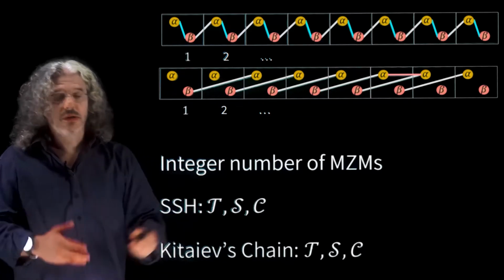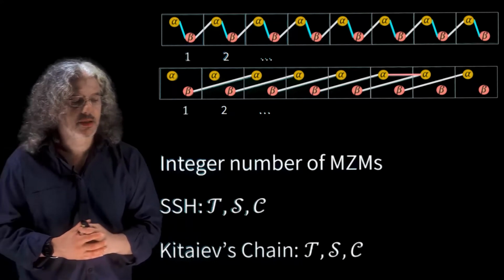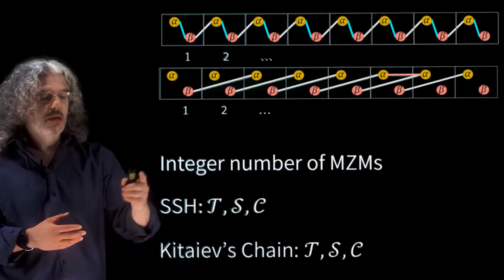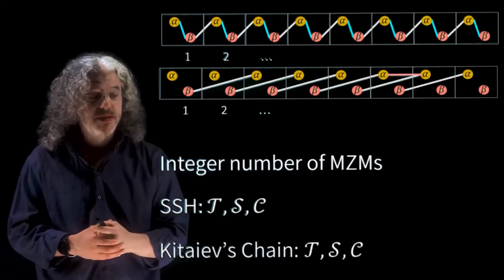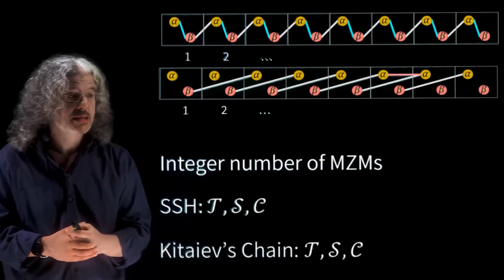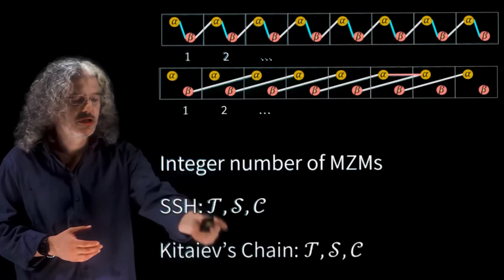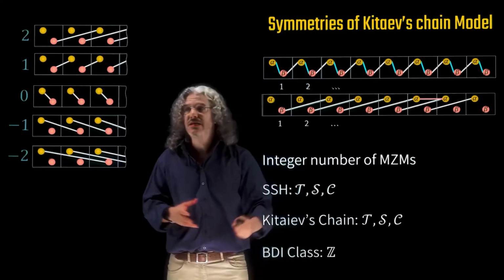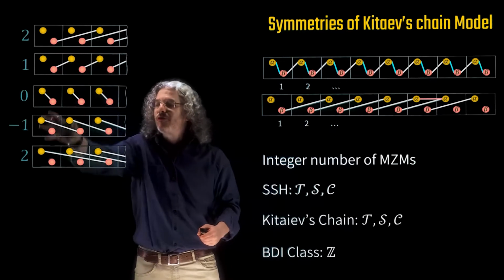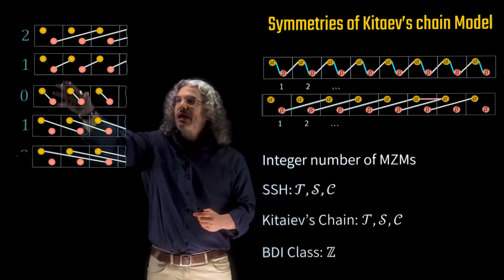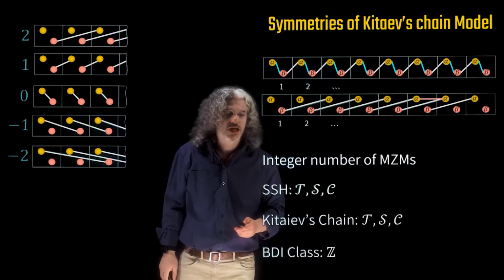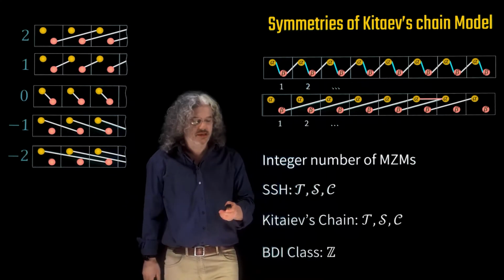Now we know, and you will see that in later videos, that when we have these symmetries, the system belongs to the so-called BD1 class, and is classified by an integer number Z. This integer is simply the number of Majorana zero modes that we will have at the end of the edge, or at the end of the system.